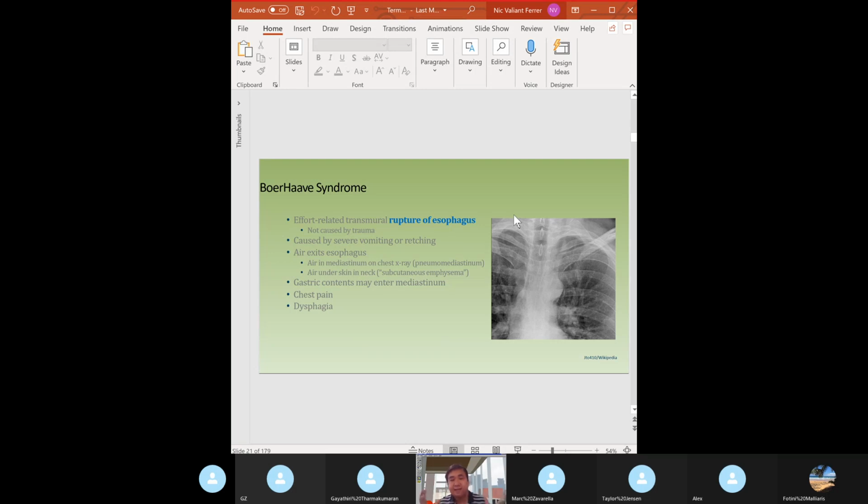So we can't really see the, I'm sorry, this is a PA view, posterior anterior view. So we can't really see below the neck. But when you look at an AP view, you can see subcutaneous emphysema.